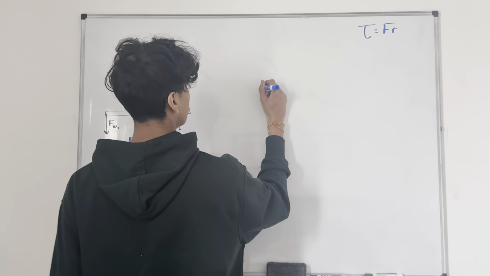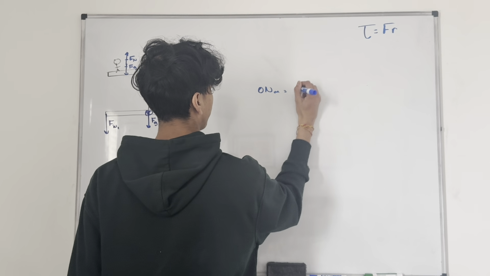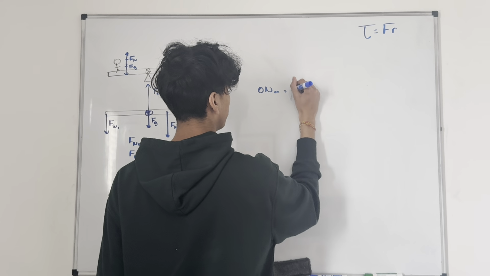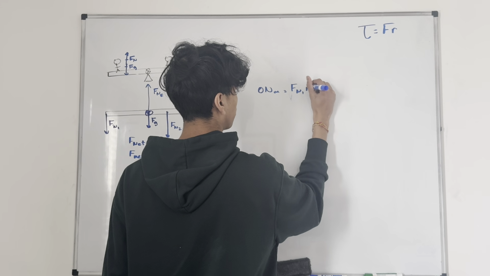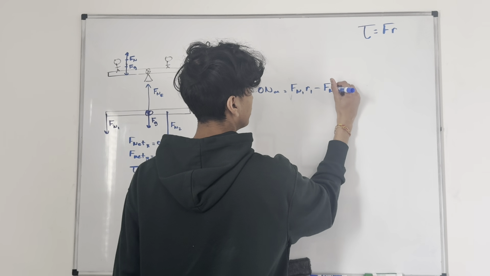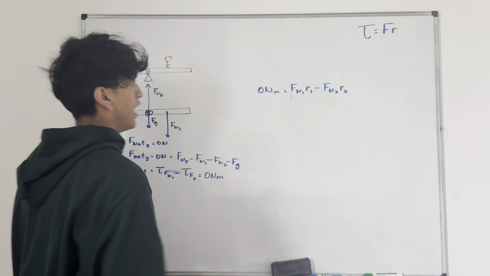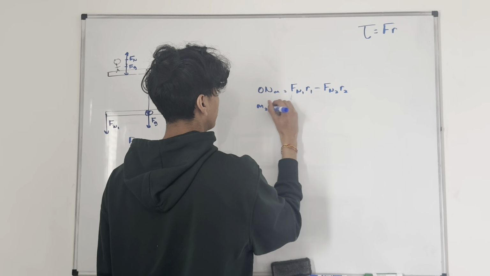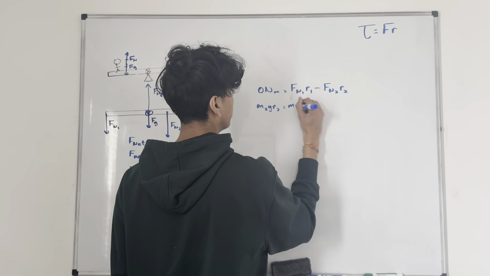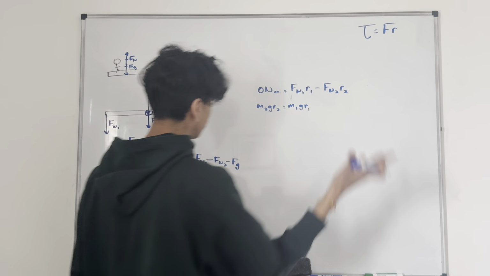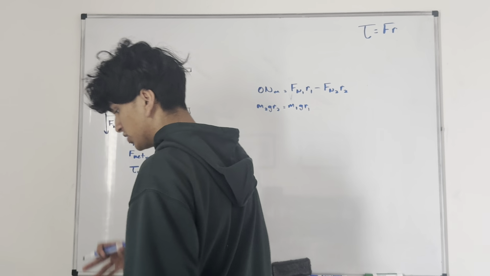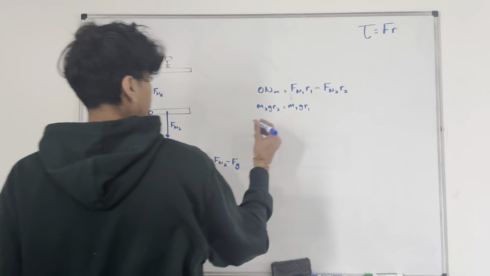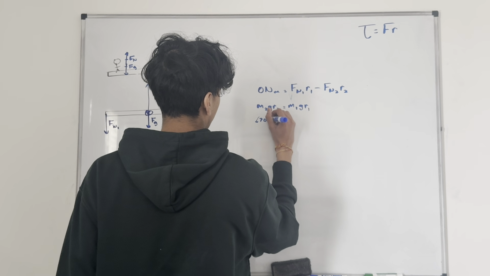So 0 newton meters is equal to the torque by Fn1, which I'm going to say as Fn1 times R1 minus Fn2 times R2. Add both sides, and I'm going to replace these with mg. So m2 g R2 is equal to m1 g R1. The g's cancel out. You can cancel them out if you'd like, or you could just plug in and do whatever. You essentially get 70 kilograms.